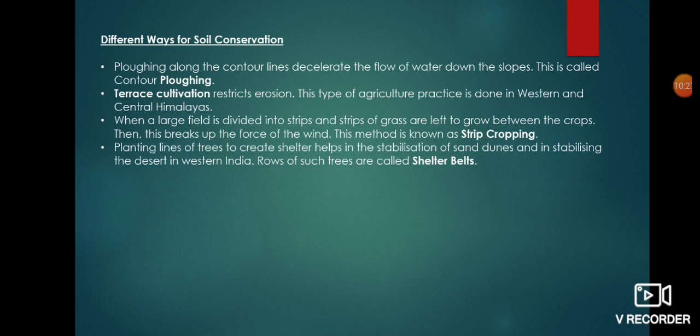Now comes the shelter belt. Planting lines of trees to create shelter also works in a similar way. When rows of such trees are planted, it is referred to as a shelter belt, and these shelter belts have contributed significantly to the stabilization of sand dunes and in stabilizing the desert in western India.